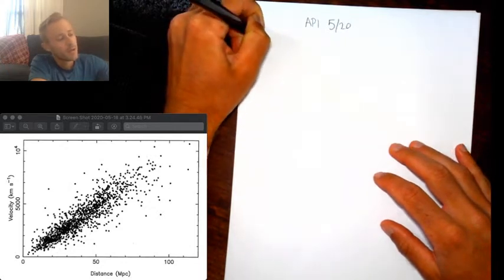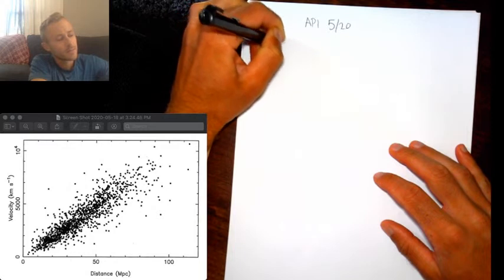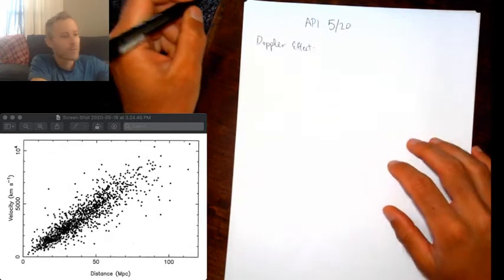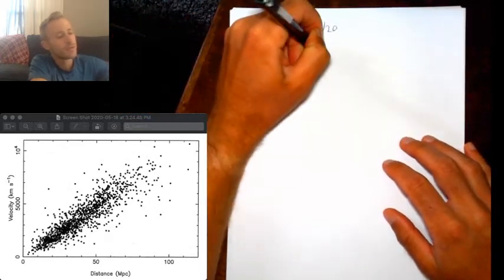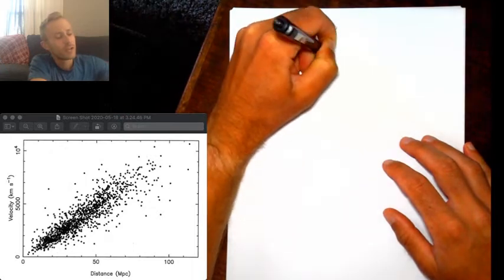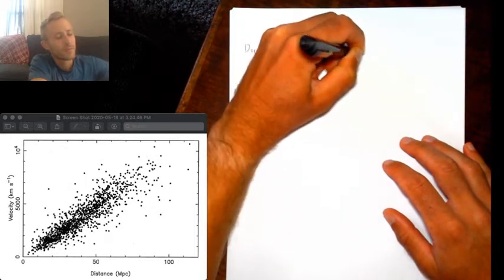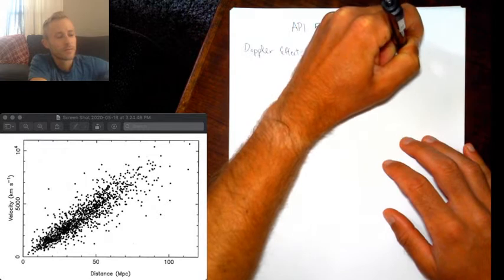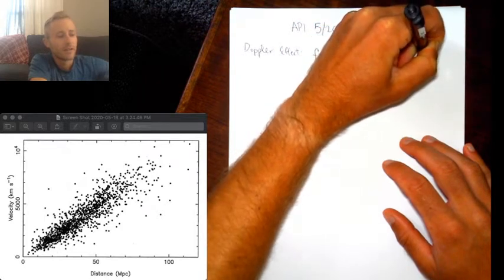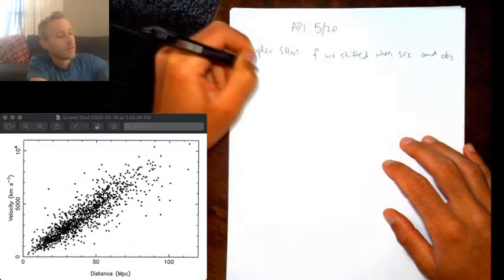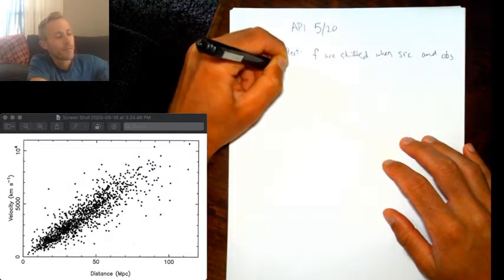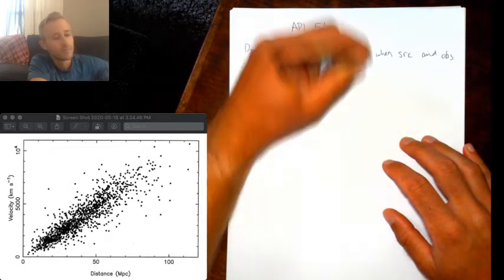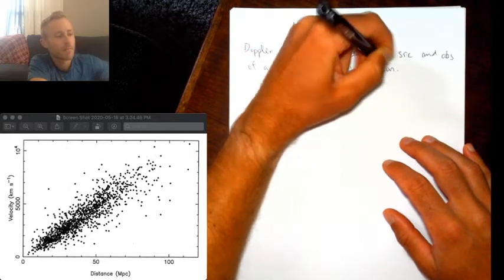Okay. So the Doppler effect says that frequencies are shifted when the source and observer of the wave are in relative motion.